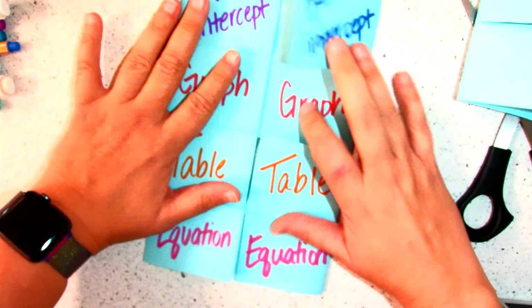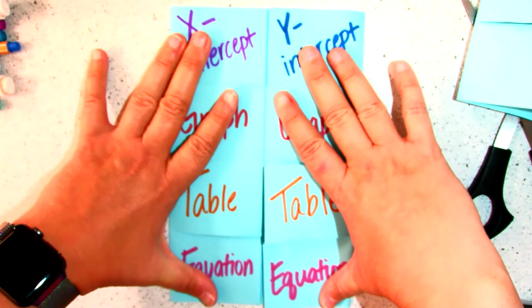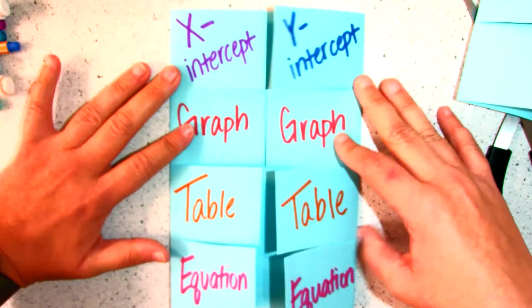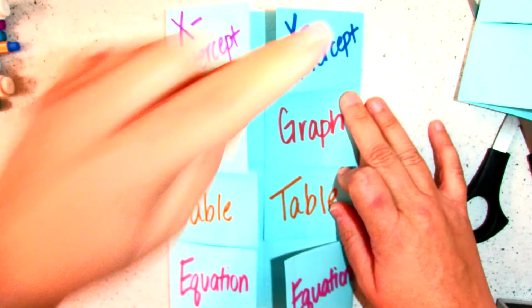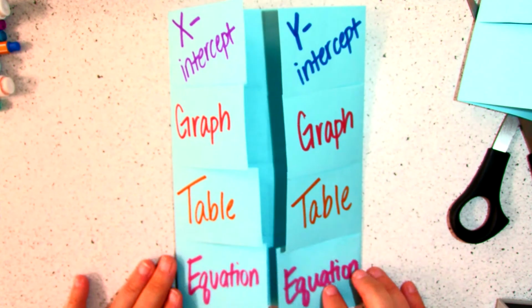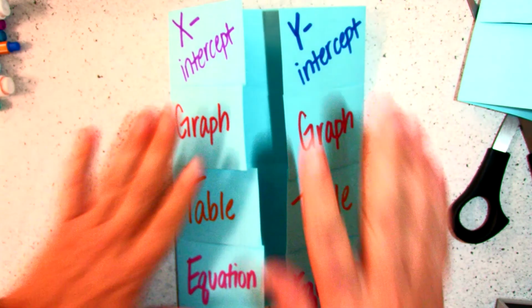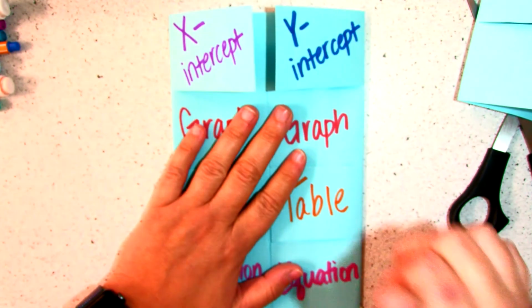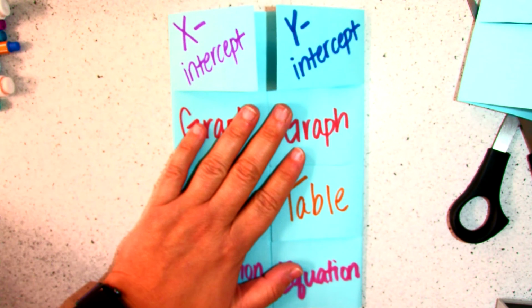Okay, once you're done doing that, I want you to write down your flaps. I need you to pause the video and write these flaps down. So we have X-intercept, Y-intercept, graph, table, and equation. Okay? All right, now that you're back, we're going to talk about X and Y intercept. So the first one we're going to discuss is our X-intercept.